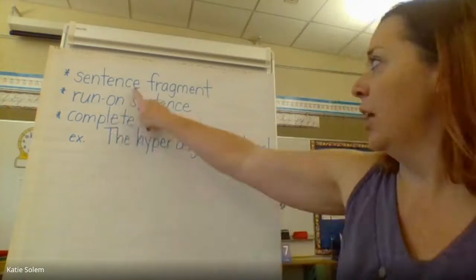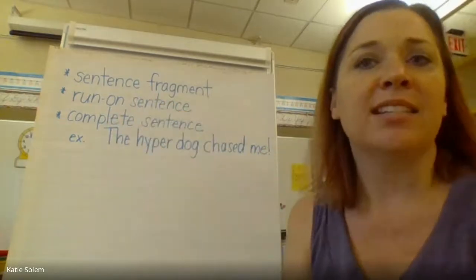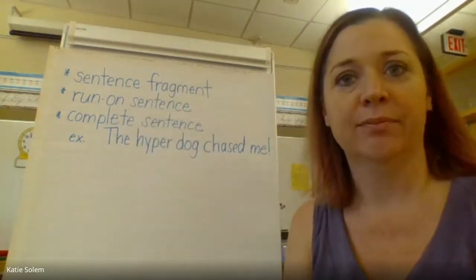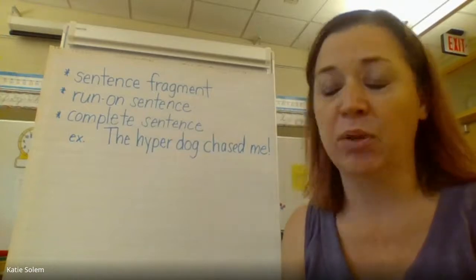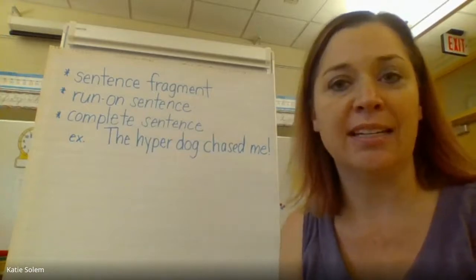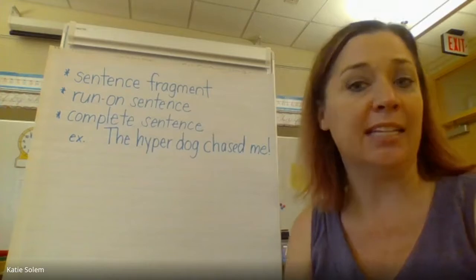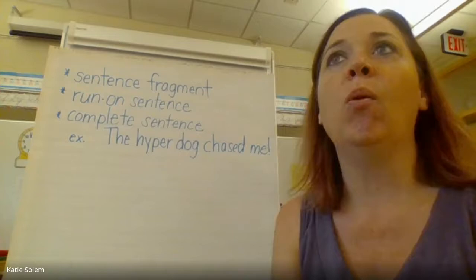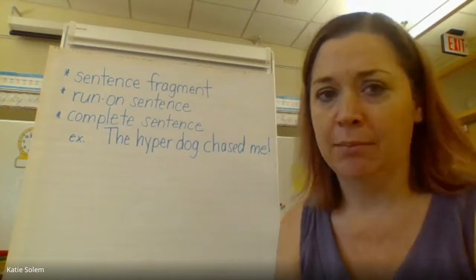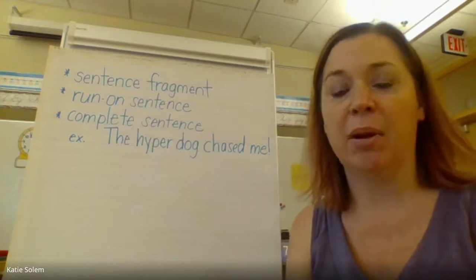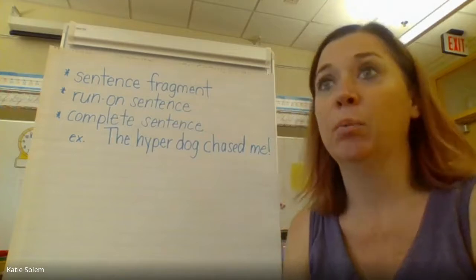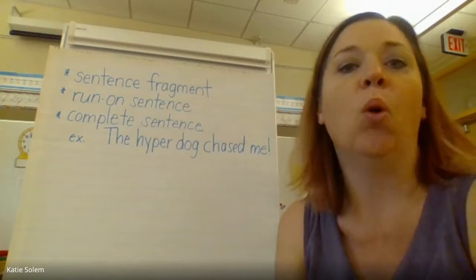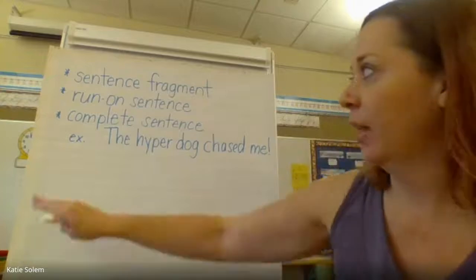For example, if I said, the silly kitty, and I stopped, that would not be a complete sentence because I did not tell you what the silly kitty did. If I said, blew away, again, not a complete sentence because this time I gave the action, but I didn't tell you who or what blew away.